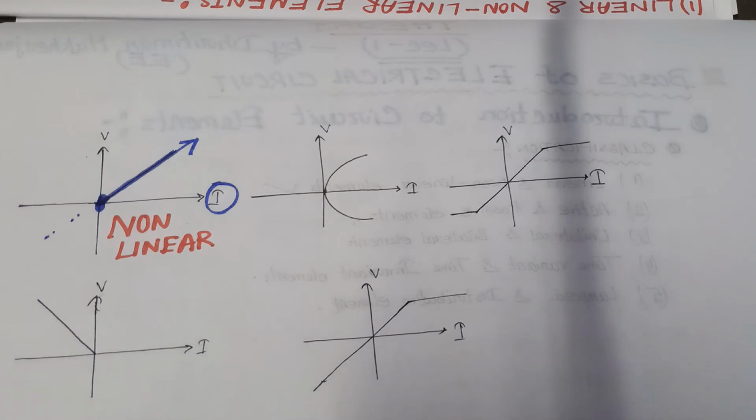So what do we understand? That our element should satisfy all three conditions in order to be a linear element. Otherwise it will be non-linear. If it violates any one of the conditions, then it will be non-linear.